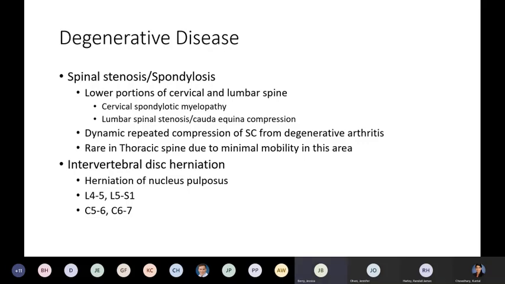We'll talk a little bit more about the pathophysiology in the upcoming slides, but essentially when you have that degenerative arthritis, you end up with a dynamic component to compression of the spinal cord due to that mobility. And for that reason, this is more rare in the thoracic spine as there's less mobility in this area. We will see thoracic myelopathy due to stenosis, I think more commonly in people who have some etiology of congenital spinal stenosis. And then disc herniation, you guys are all familiar with. That also is going to most commonly occur in the lower portions of the lumbar and cervical spine.